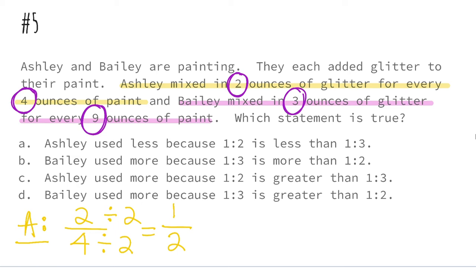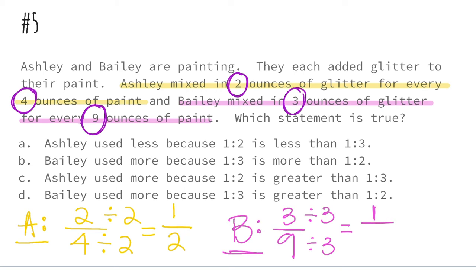Okay. Now Bailey. Her ratio is 3 to 9. And I can see that I can divide top and bottom by 3. 3 divided by 3 is 1. And 9 divided by 3 is 3. Again, I'm done. There's a 1 on top. They're both prime. We're good. So looking here, again, the top number is my glitter. The bottom number is my paint. So glitter, paint. I'm just going to label that so we know.